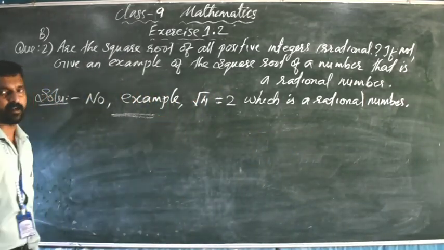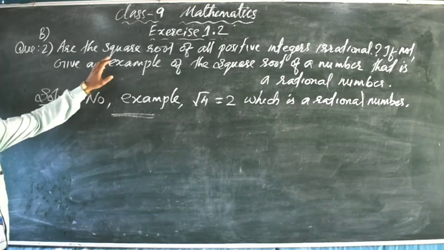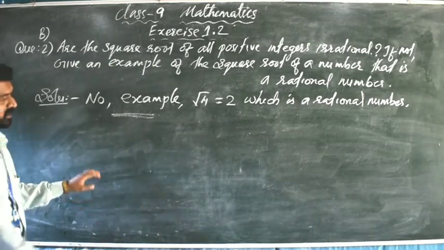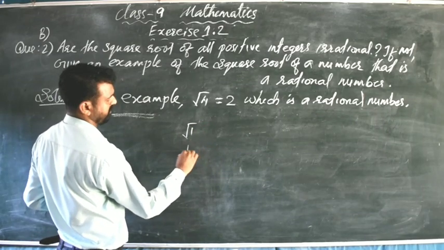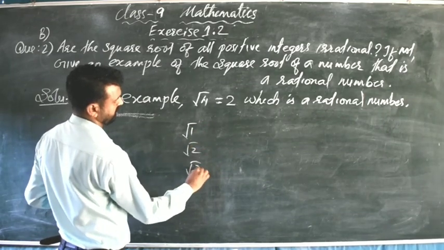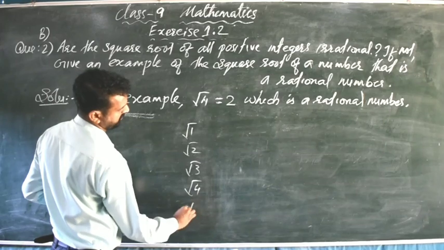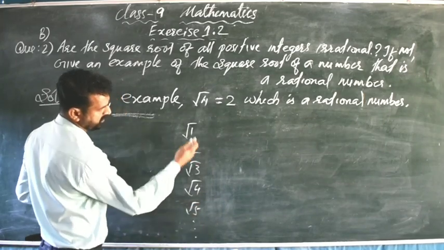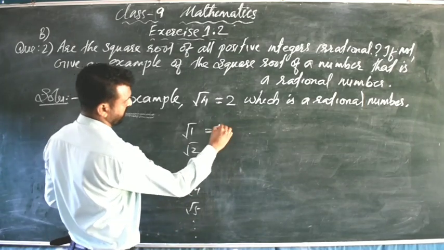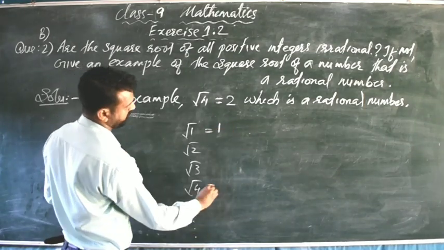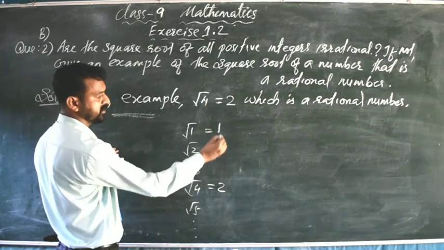That much only is the answer. Are the square roots of all positive integers irrational? Take all the positive integers: square root of 1, square root of 2, square root of 3, square root of 4, square root of 5, etc. Are all these irrational numbers or not? We know that it is not so. Root 1 is equal to what? 1. Root 4 is equal to what? 2. 1 is a rational number.